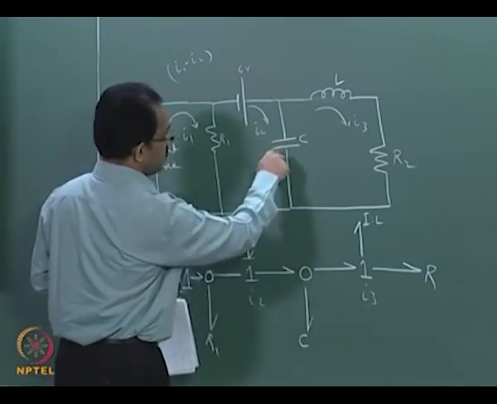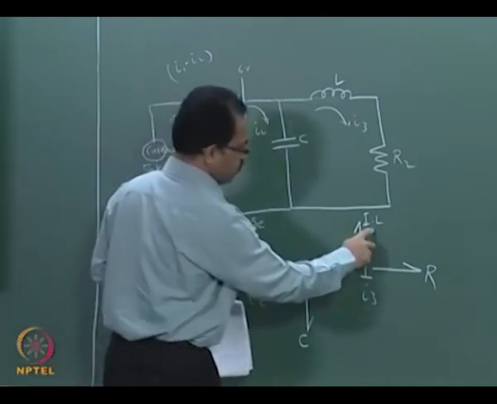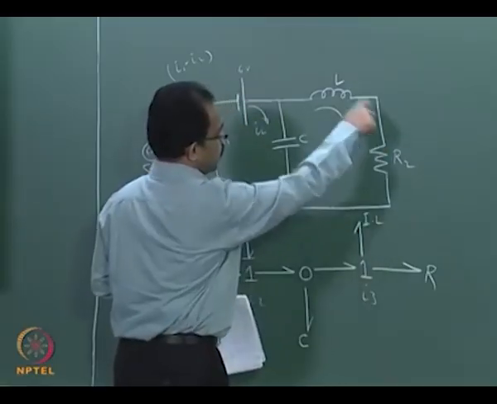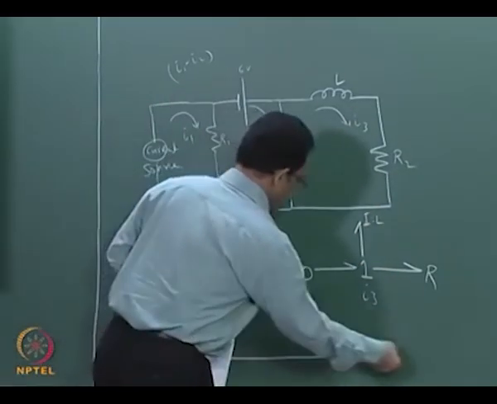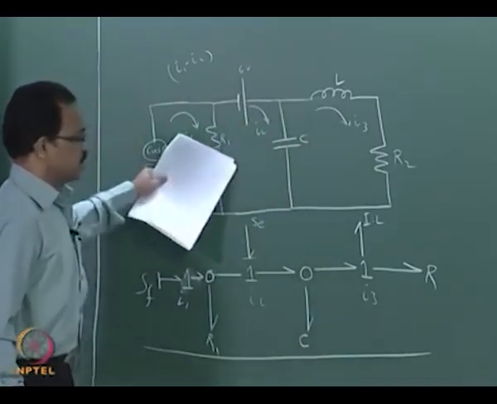You can see I2 minus I3 will be acting on this, and this will be subjected to I3 only, this current only. L and R will be subjected to current only. So, this gives you the Bondgraph model for this electrical circuit.